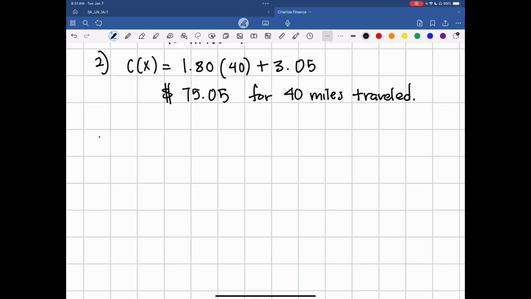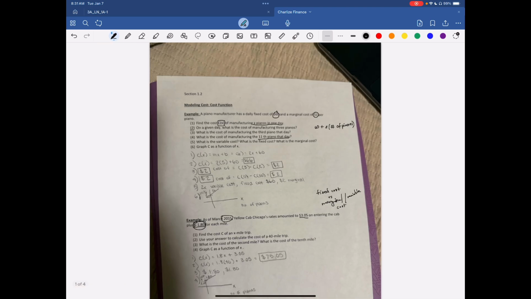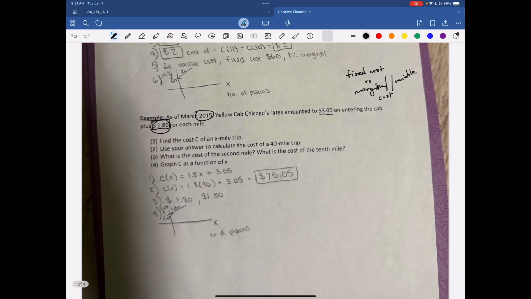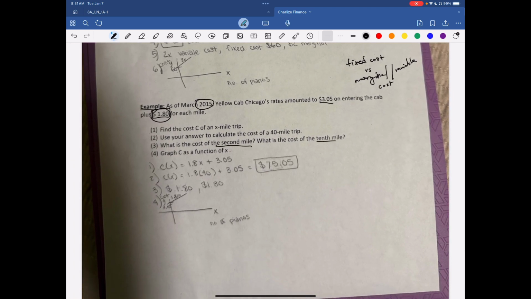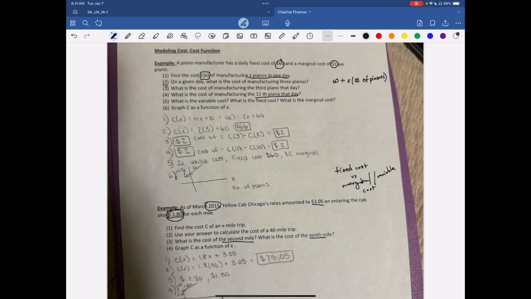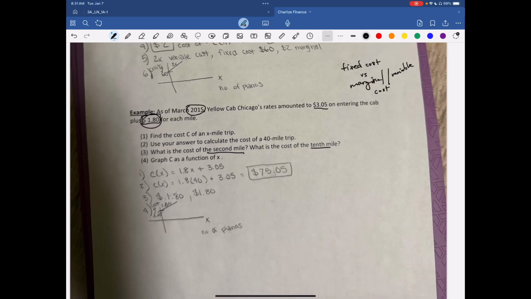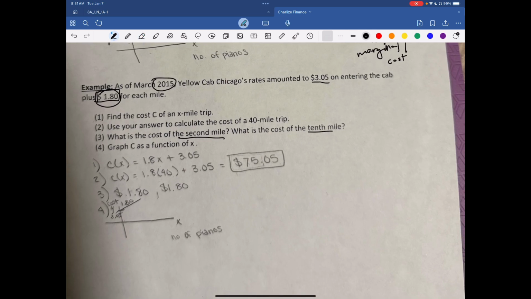Okay, for number three, it's asking, what is the cost of the second mile? What is the cost of the 10th mile? This question should look familiar as it looks like numbers three and four on the first question. This is kind of a trick question. It's more an interpretation because the answer is actually pretty easy. It's asking how much extra it would be for the trip to be an extra mile. That's basically the essence of the question. So from the second mile, you're saying how much extra does it cost from the first mile?